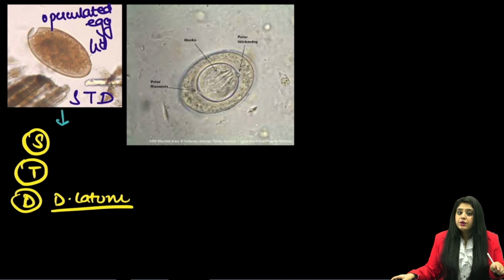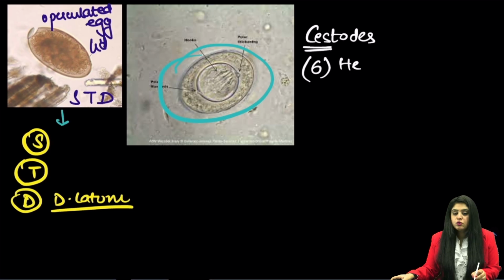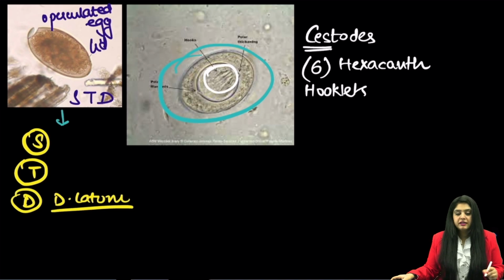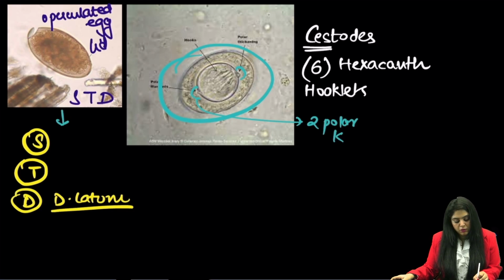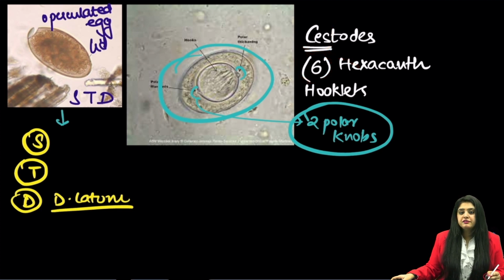That shows you an operculated egg, because all the other cestodes are going to show you this egg. And what egg is this? C is for 6. Cestodes you will learn as 6 toads. Why? Because it is a hexacanth egg. It has 6 hooklets that are present in the center. Not only that, it has these 2 polar knobs also that are going to be seen. So repeating, when we are talking about cestodes, always pick it up by the 6 hooklets.